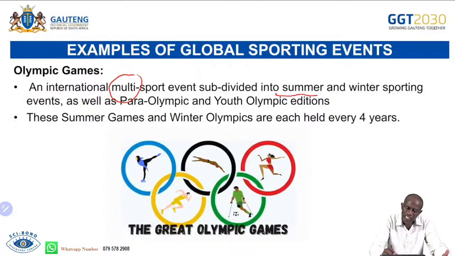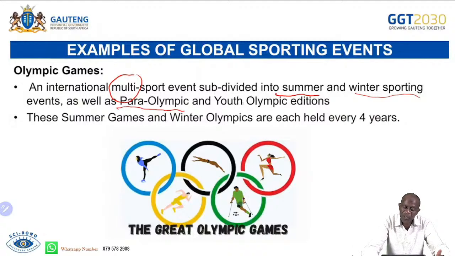We are told it is divided into summer and winter sporting events. So some of the sporting codes can be seasonal. So that is accommodated by this global event, the Olympic Games. It also caters for the Paralympic. The Paralympic refers to people with challenges, physical, mental, people who are challenged in one way or the other are also allowed an opportunity to participate.